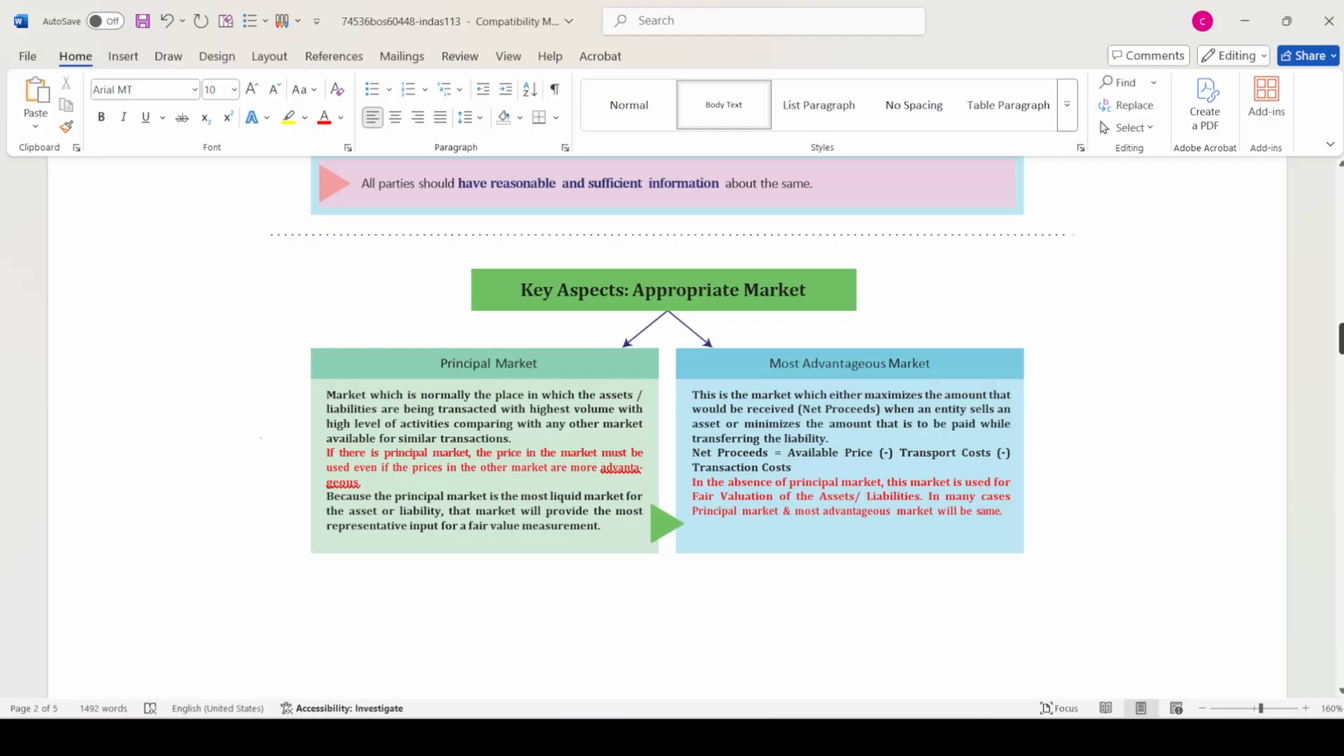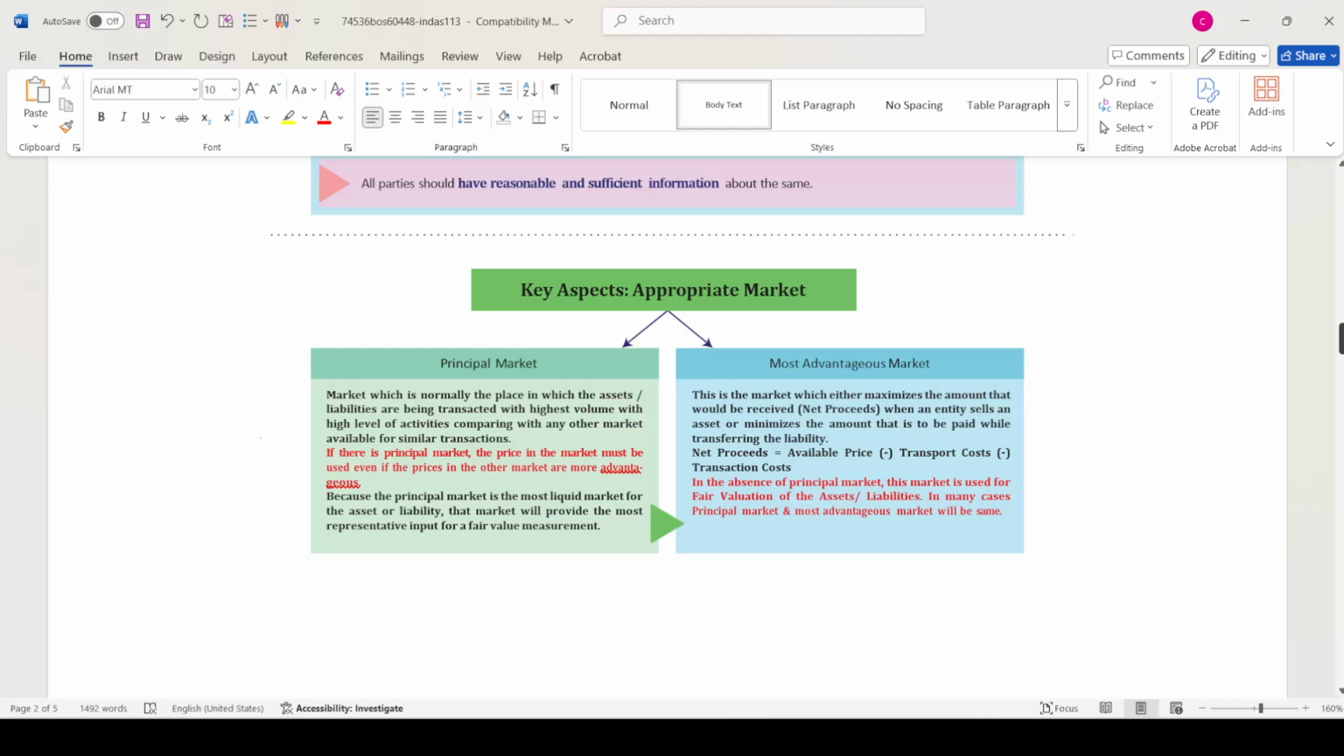One more example I can give. If an entity invested in shares of X company, and the shares of that company were listed on both BSE and NSE. BSE is a market where a large number of transactions happen, so we have prices from the BSE. However, the price quoted on NSE is higher. So the most advantageous market is NSE and the principal market is BSE. For determining the value of the investment the entity made in X company, you should take the price quoted in the principal market, not the price quoted in the most advantageous market. I think you are clear.